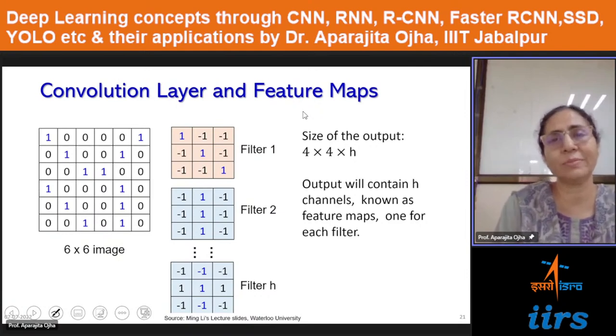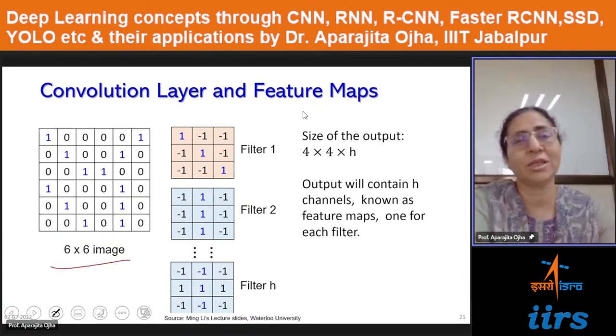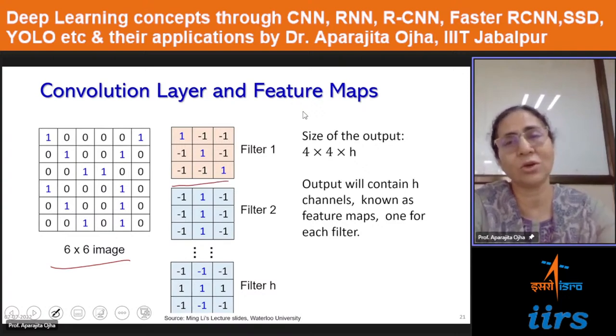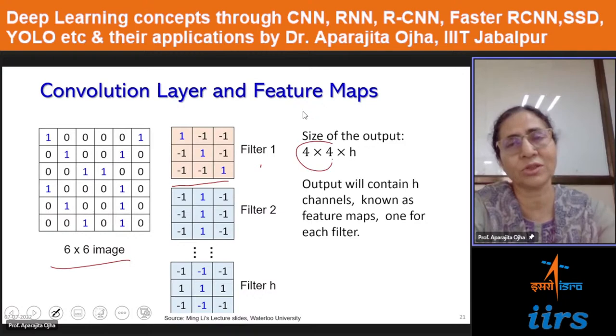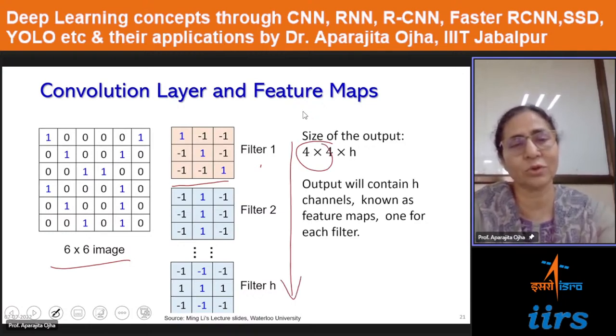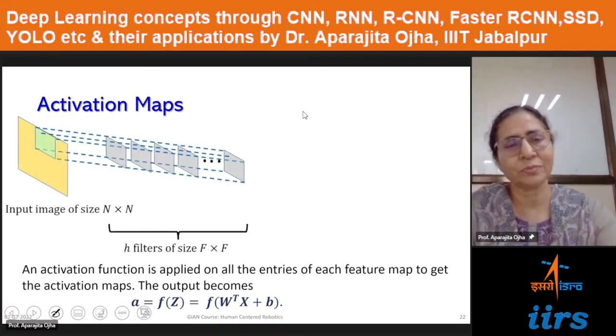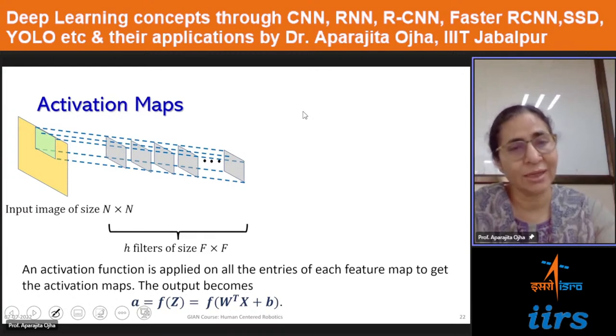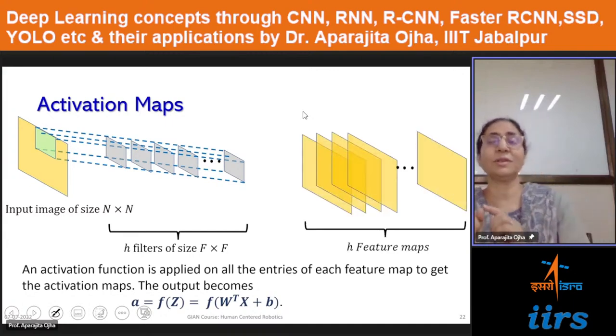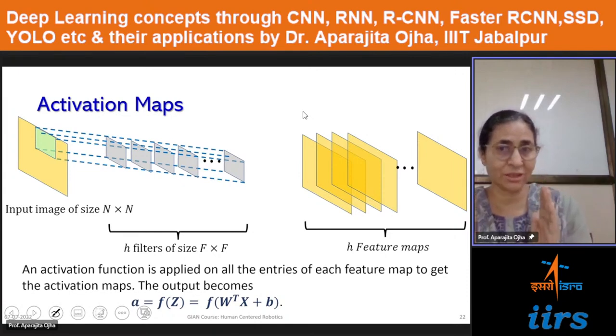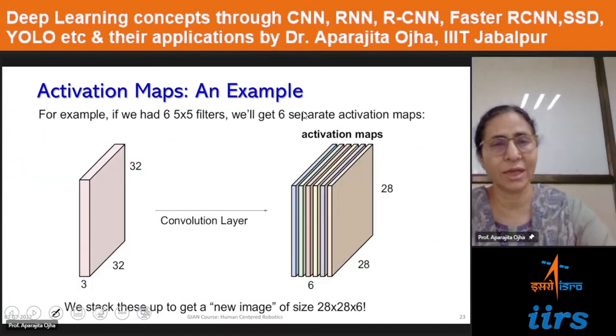So size of the output will be, in case it is a 6x6 image and 3x3 filter, for one filter it will be 4x4, and if there are H filters it will be 4x4xH. So you can see that for input images of size n cross n, and if there are H filters, each of size f cross f, then output will be having H feature maps. These are known as feature maps. They come out as the output volume from a convolution operation. I hope this all has already been covered, so I'm going fast.